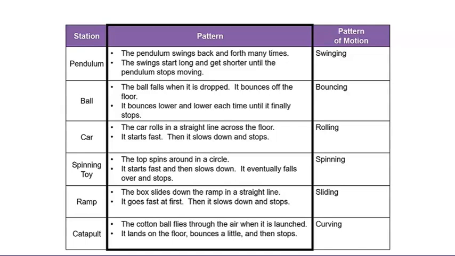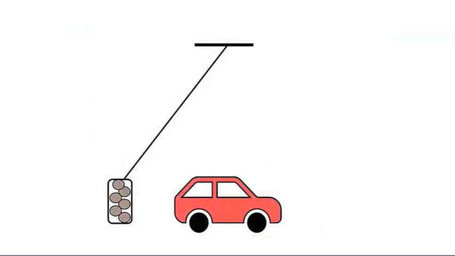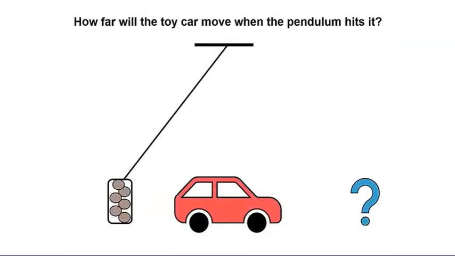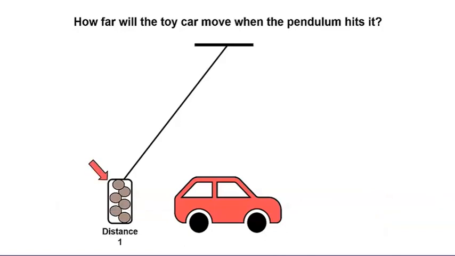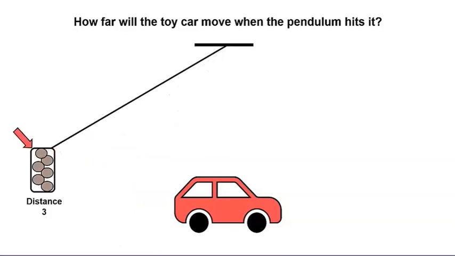Let's keep exploring the question, how can we use patterns to predict motion, to figure out how we can predict motion more precisely? Let's start with an investigation. Let's see. How far will the toy car move when the pendulum hits it? What do you wonder? I wonder if the distance the car travels depends on how hard the pendulum hits the car. What do you think will happen if we release the pendulum multiple times from a different height each time? What do you wonder?